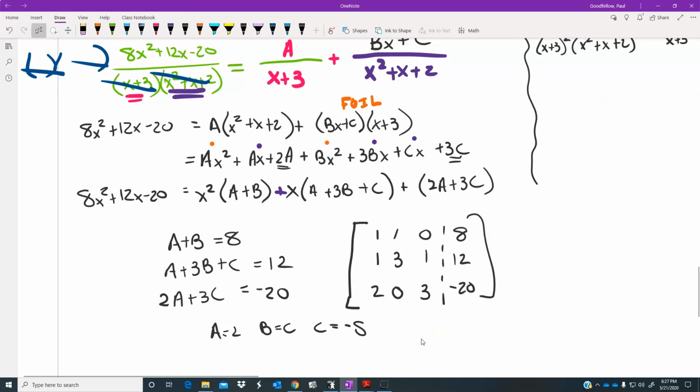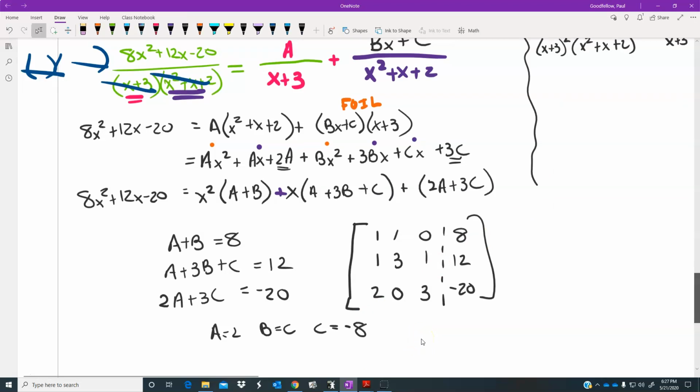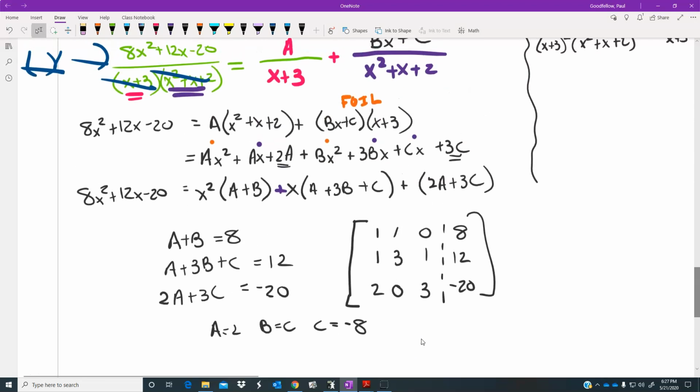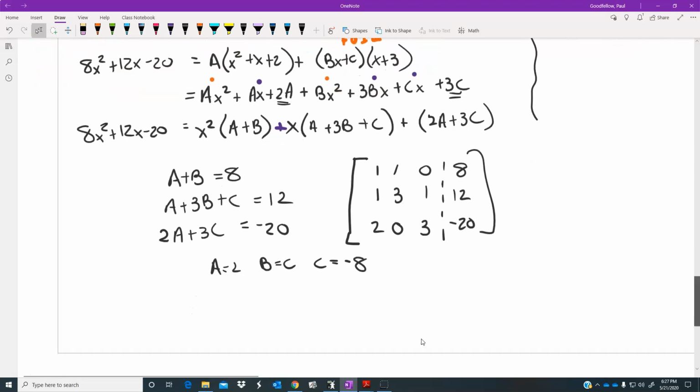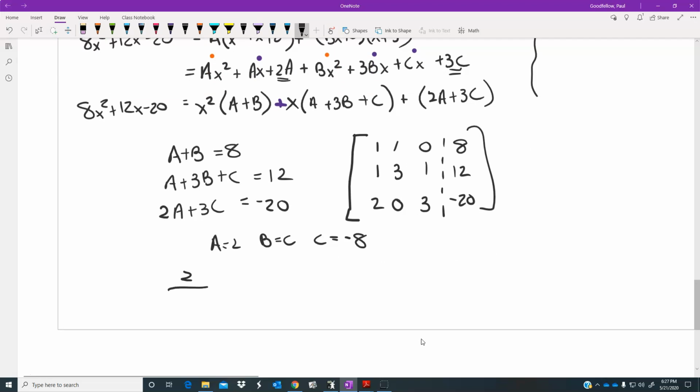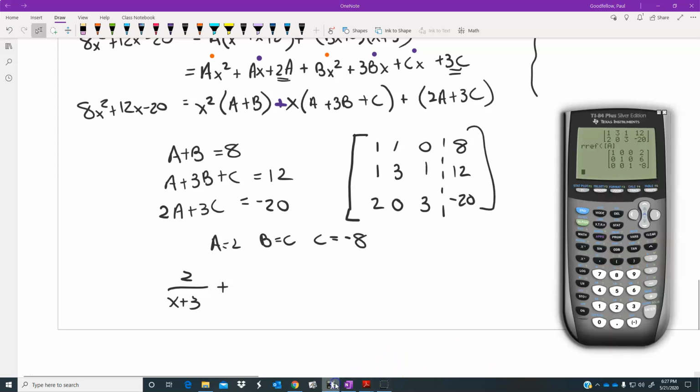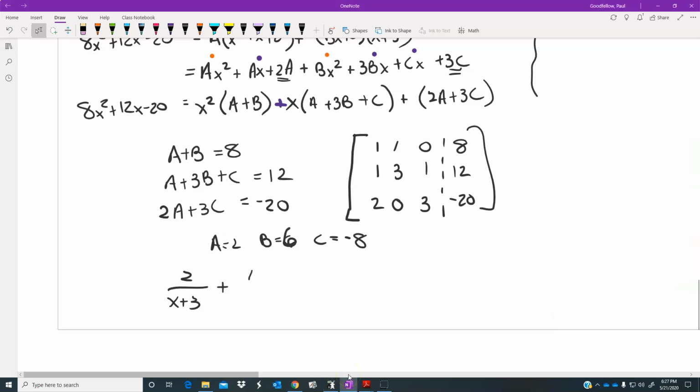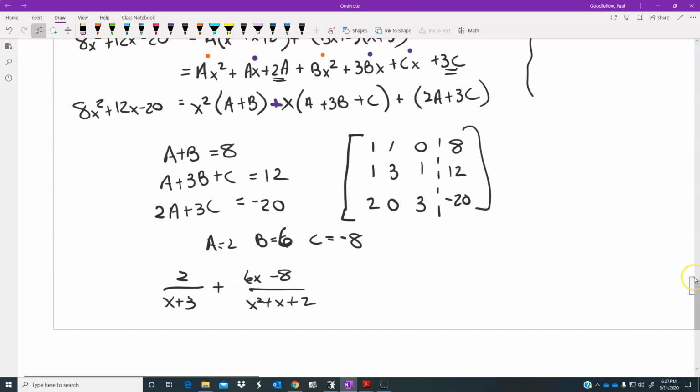Okay. Now let's just remember what those values mean in terms of their coefficients. You wrote the original one up there as A over x plus 3. So this is 2 over x plus 3 plus, wait a second. What did we get for B again? Why did I put B is equal to C? That makes no sense. B equals 6. That's better. That would be 6x minus 8 divided by x squared plus x plus 2, and that's the bottom that you set up in the original one.